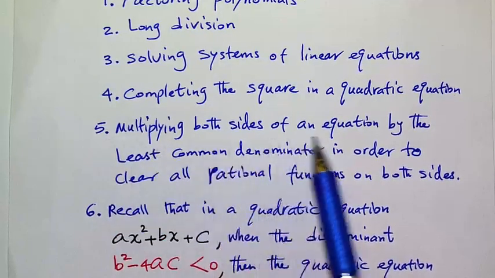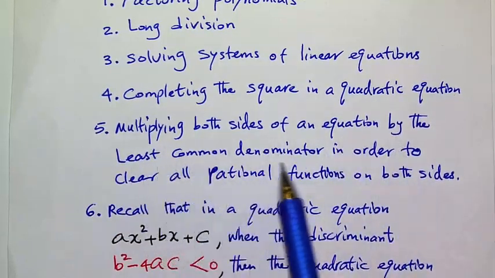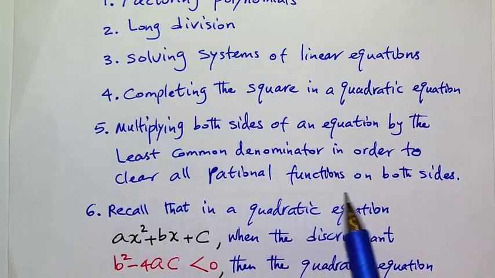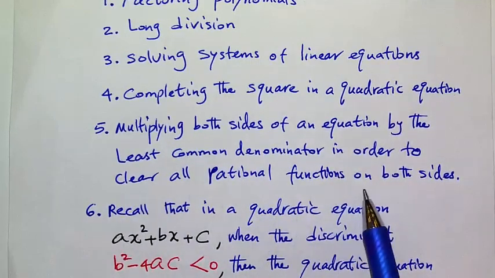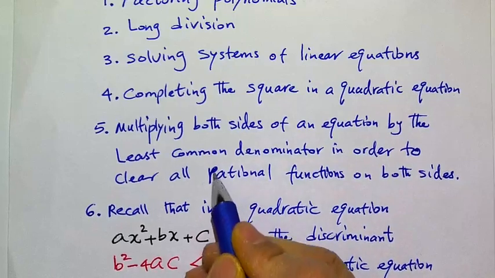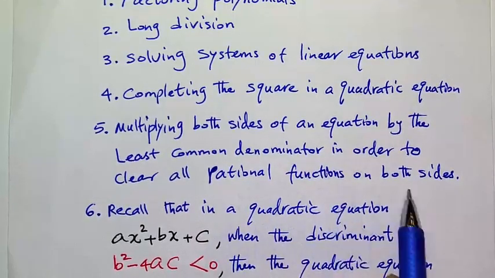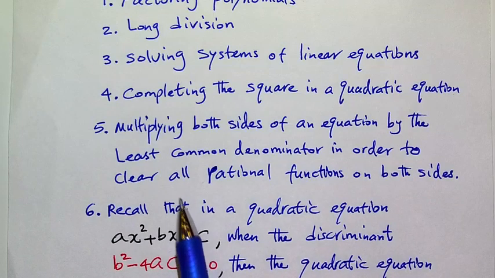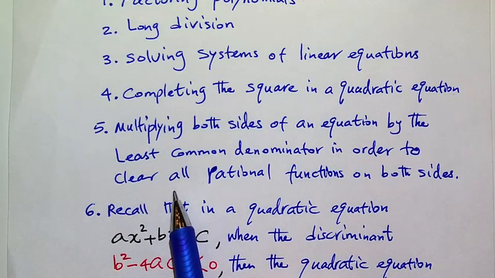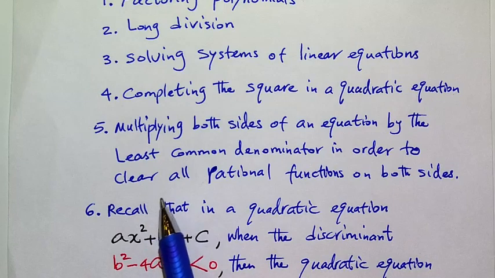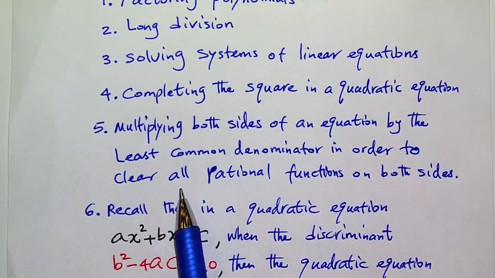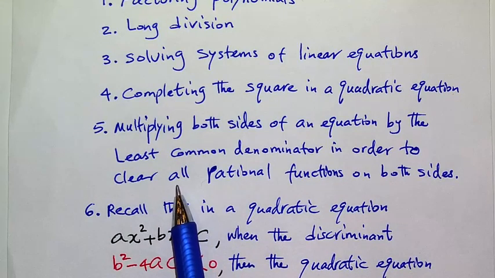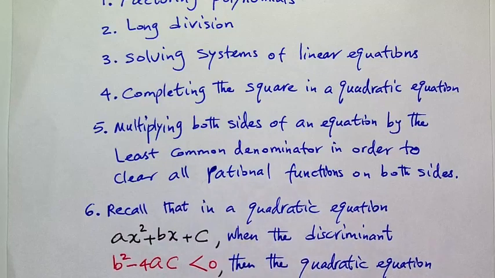Number 5, multiplying both sides of an equation by the least common denominator in order to clear all rational functions on both sides. We did this when we solved rational equations previously in this course. We used the technique to clear all fractions on both sides to solve for x. Remember that? So we're going to need to remember that here.